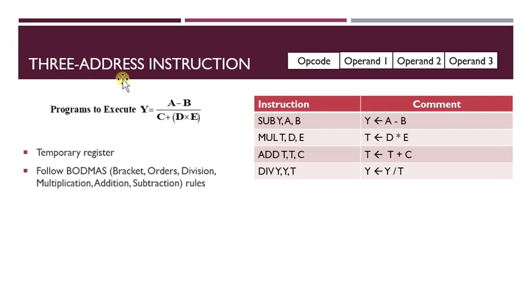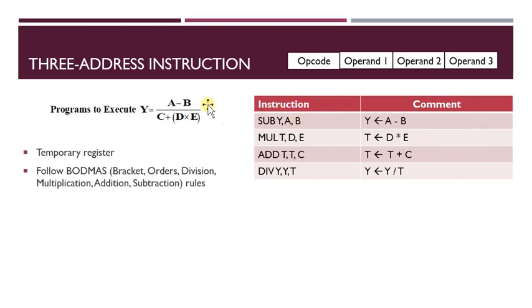The last one is the three address instruction. This is the instruction format. It has the opcode, and it also has three operands here, right? And this basically refers to the three different addresses inside the memory, either main memory or the registers. So inside three address instruction, it can have a temporary register, and you must follow the BODMAS rules. All right, this is the instruction and the comments.